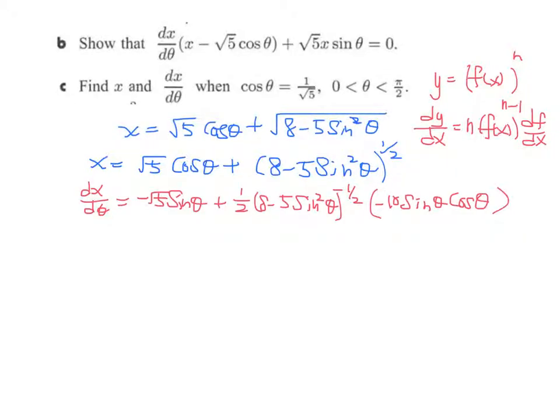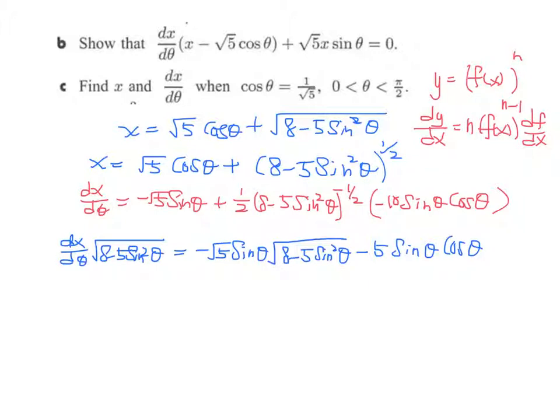So if you perform a careful derivative of this function, you obtain this, and because we want to really get to this expression, what we're going to do is multiply both sides by this expression. This is actually 1 over the square root of 8 minus 5 sine squared, and the outcome will be something like this.